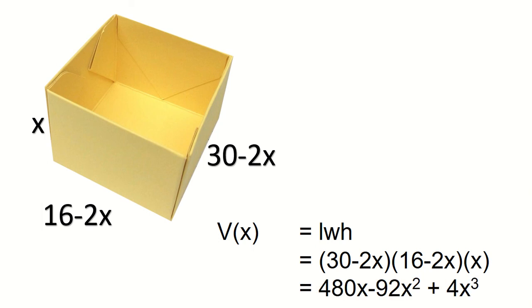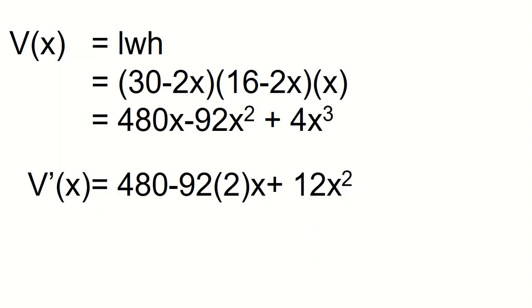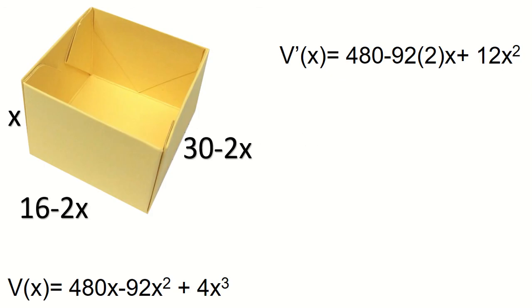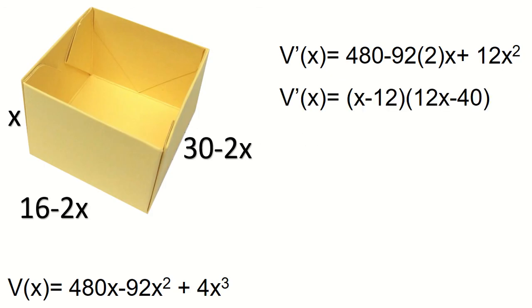You've got 480x minus 60x minus 32x plus 4x squared times x. That becomes 480x minus 92x squared plus 4x cubed. And then, second step is, kukunin ang derivative. So, kukunin natin ang derivative. So, that becomes V prime of x is equal to 480 minus 92 times 2 times x plus 12x squared. So, ang mangyayari, that becomes V prime of x that is equal to 480 minus 184x plus 12x squared.